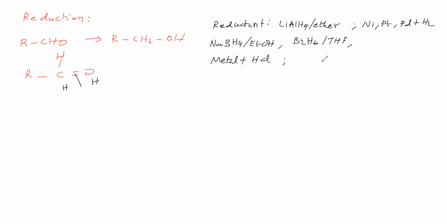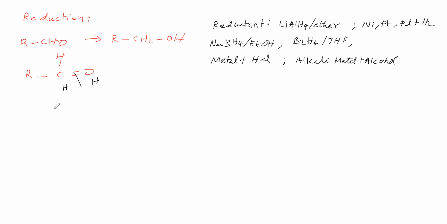Next, alkali metal plus alcohol. Alkali metal means sodium, and alcohol means ethanol, therefore sodium ethoxide. So these reducing agents we can use for converting aldehyde into alcohol.